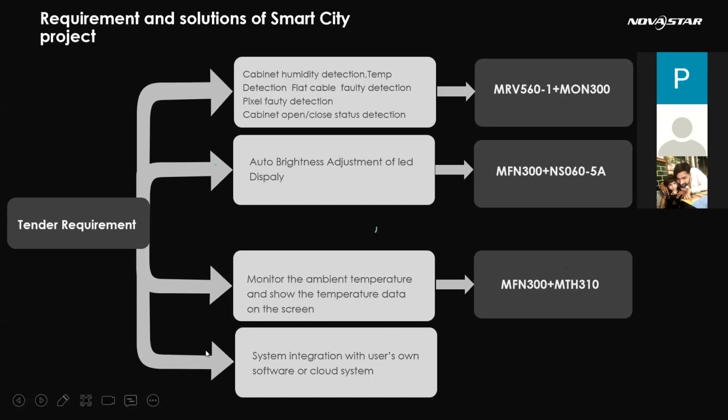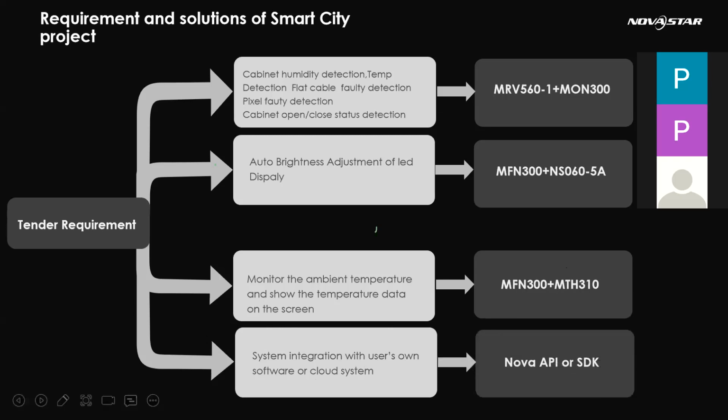The last point, for some special client, like some government project, they may need to do the system integration with its own software or its own server or their own cloud system. So what can Nova do for this kind of requirement? We can provide API or SDK for second development. So it's very flexible for the development of Nova Taurus card.